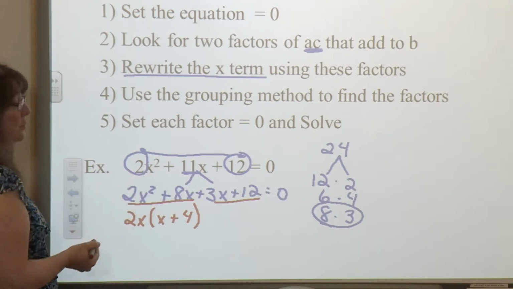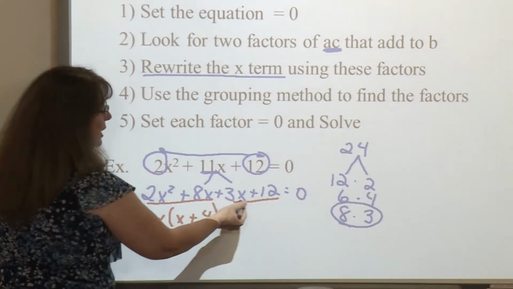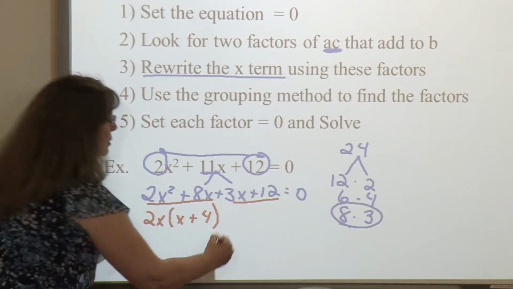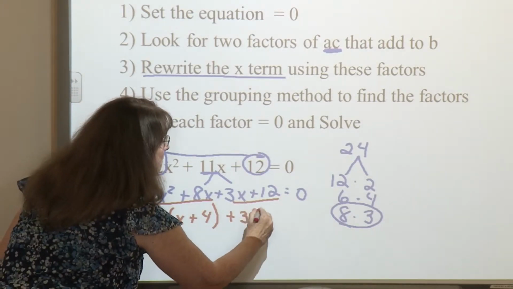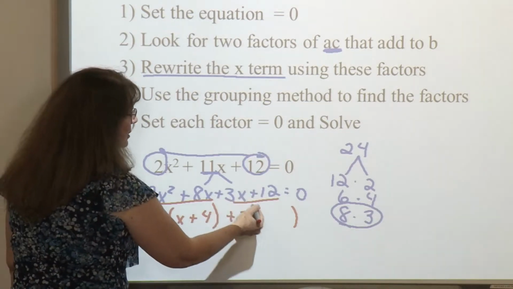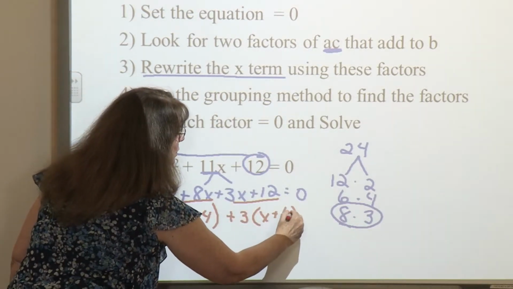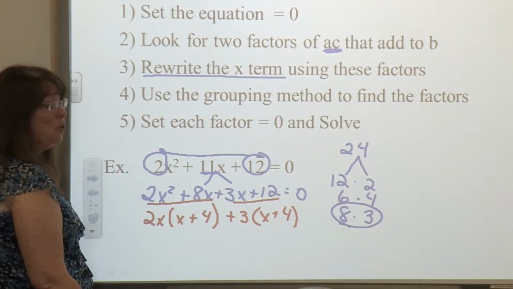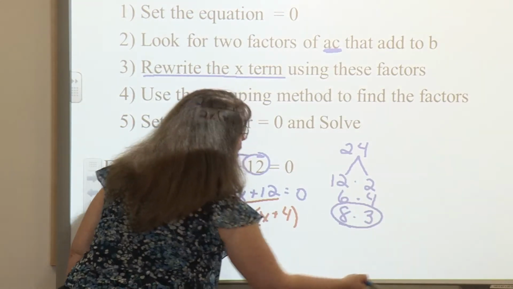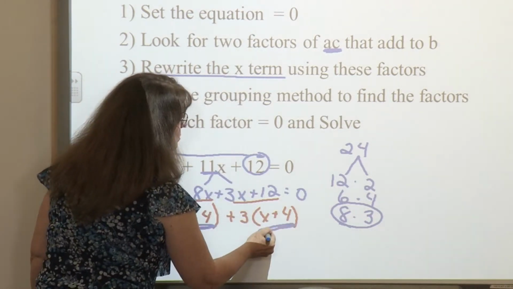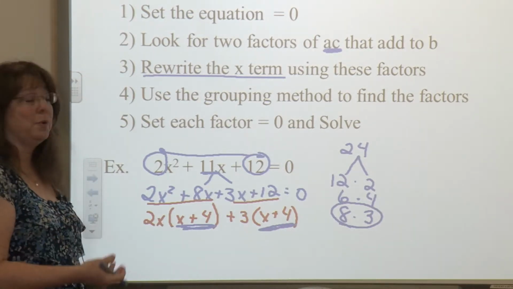I want to do the same thing with my next set. I've got 3x and 12. They both have a factor of positive 3. So I'll put down positive 3 and factor it out with my distributive property in reverse. I'm going to be left with an x plus 4. The thing you want to note is that you have the same group of x plus 4 in both. If you don't end up with the same group in both, you're not going to be able to use the grouping method. That's what's required.